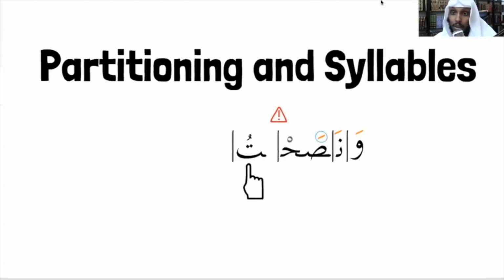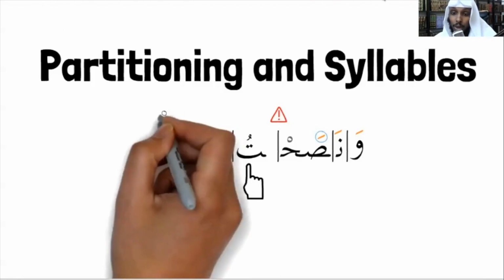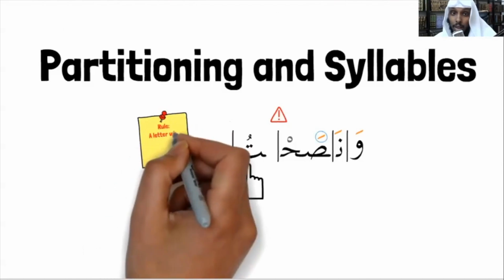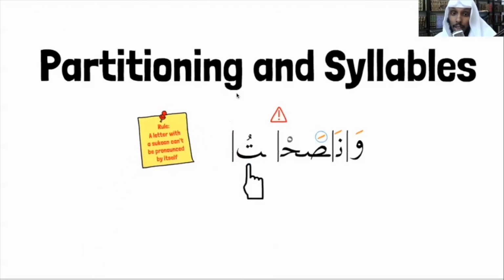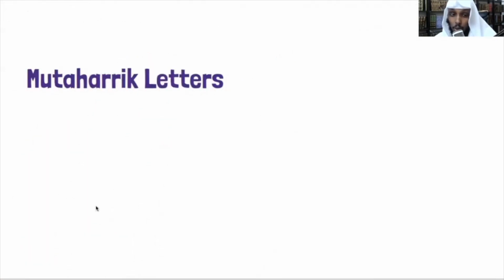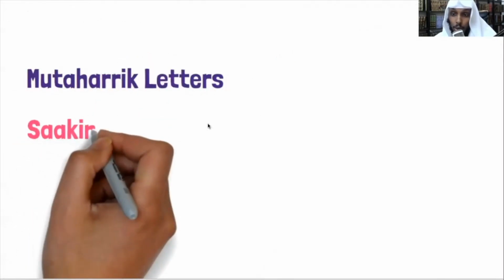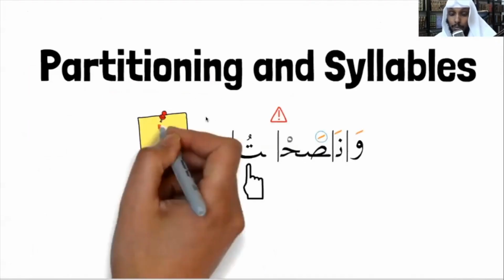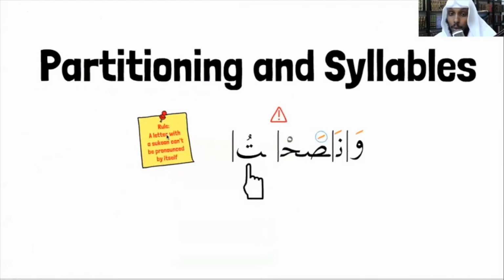Okay? Let's continue. So, وَنَا صَحْتُ. So the rule is basically a letter with a sukoon can't be pronounced by itself. Okay, that's the rule. So a letter with sukoon cannot be pronounced by itself. Going back to the rule again. A letter with a sukoon can't be pronounced by itself. So this ha over here that is unvoweled, you can't pronounce it by itself. Rather, you need to join the previous haraka to it.